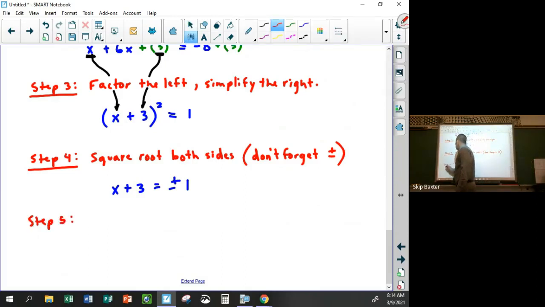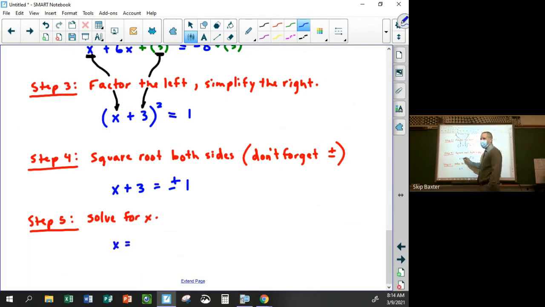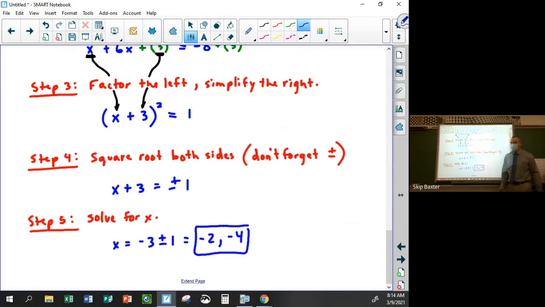Step 5 is solve for x. So I get x equals, if I subtract 3 from both sides, I get -3 plus or minus 1. So -3 plus 1 is -2, and -3 minus 1 is -4. So I get those 2 solutions. Same 2 answers I got by factoring, same 2 answers I got by the quadratic formula, same 2 answers I would have gotten by graphing if I had completed that process.